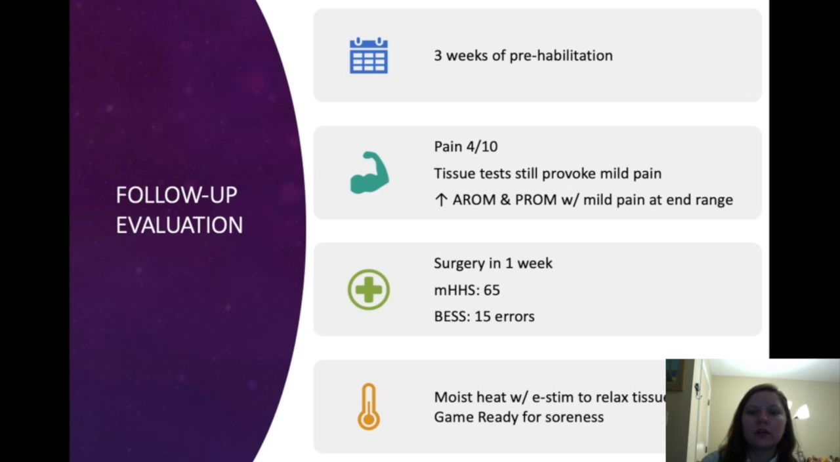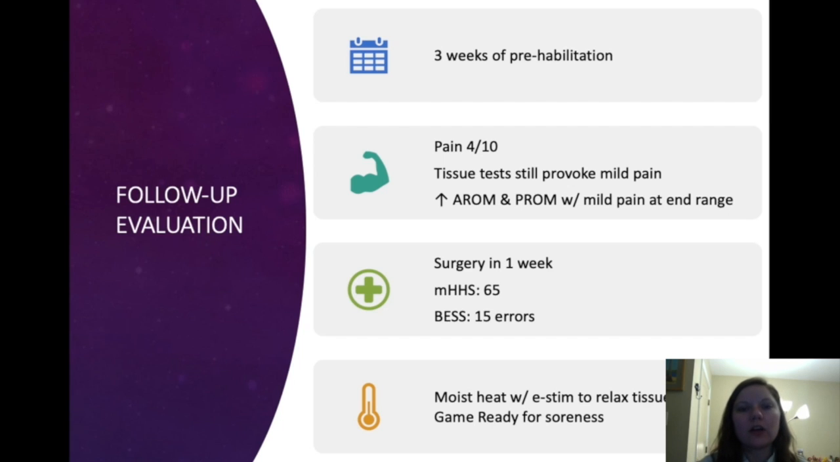And then before exercises, we did moist heat with e-stim to relax the tissues. We did interferential at 80 to 150 for 15 minutes. And then after exercises, we would do Game Ready for the ice and compression to alleviate some of that soreness.